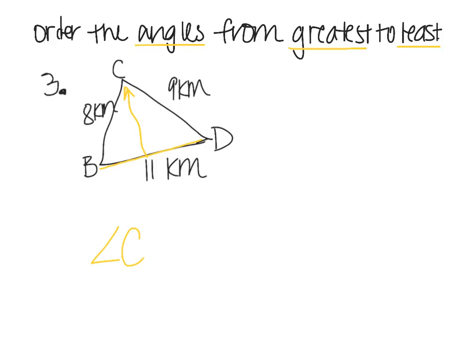Then we want to look for the next biggest side. That's going to be CD, and opposite CD is angle B. So angle B is the next biggest angle. And then last but not least, the smallest side is CB, and the smallest angle is angle D.